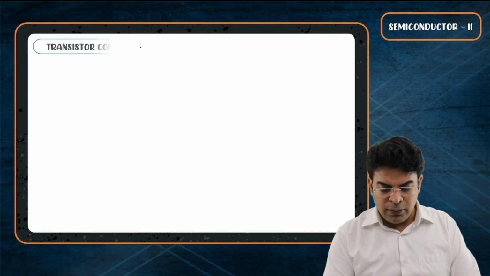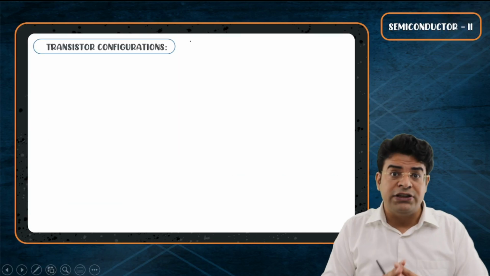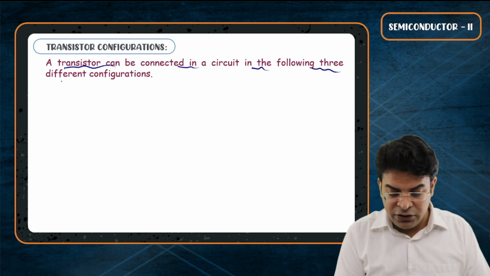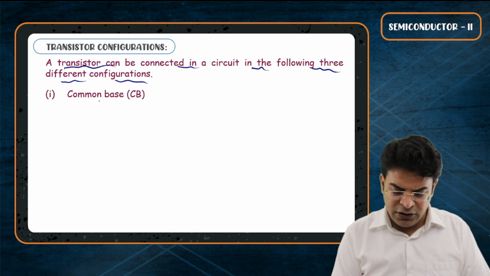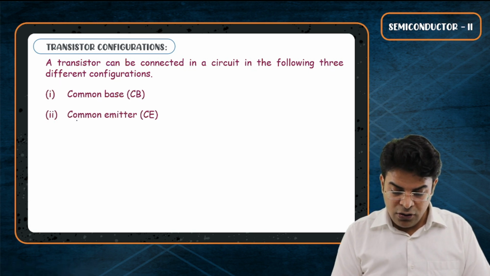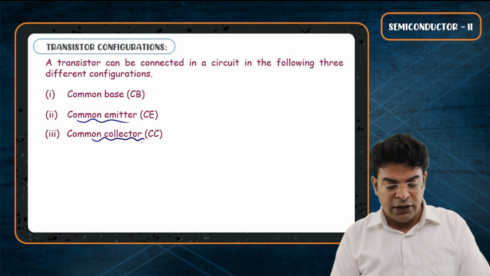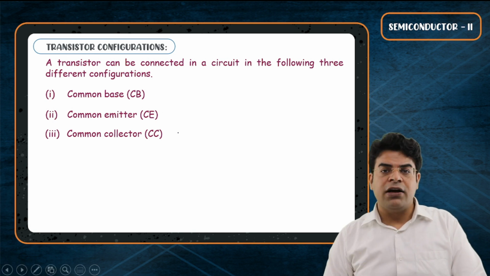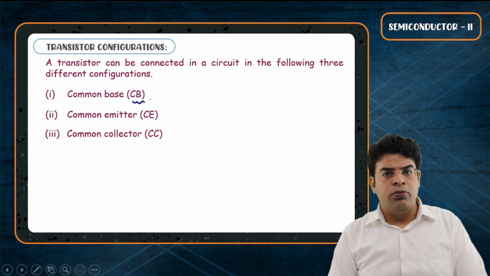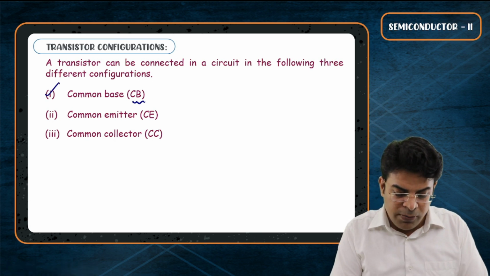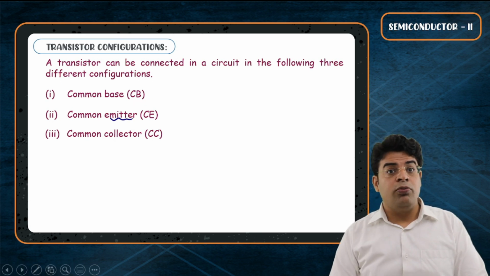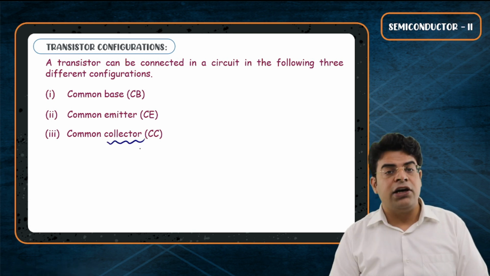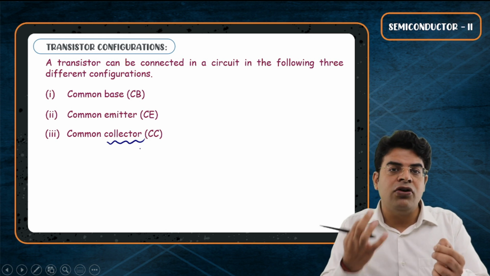Now we are going to talk about the three different configurations in which a transistor is used. A transistor can be connected in the circuit in the following three different configurations. The first one, common base. The second one, common emitter. And the third one, common collector. Now do understand, if the base is connected to both emitter as well as collector, it is called common base. If the emitter is connected to both base as well as collector, it is called common emitter. And if the collector is connected to both base as well as emitter, it is called common collector.